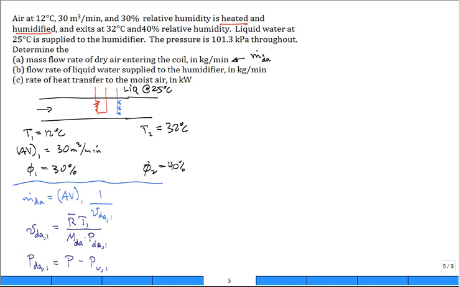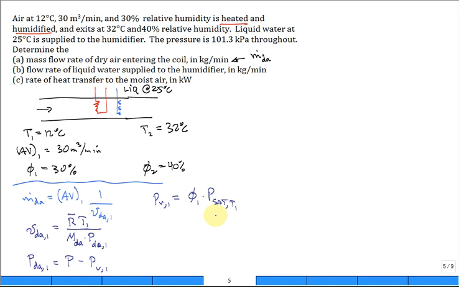See, it's almost like you've got a chain reaction here. I know what I want to calculate. Oh, I need this information. Oh, to calculate that, I need this information. To calculate that, I need this information. So how do I calculate P_v1, the actual vapor pressure coming in? Phi 1 times the saturation pressure at the inlet temperature.